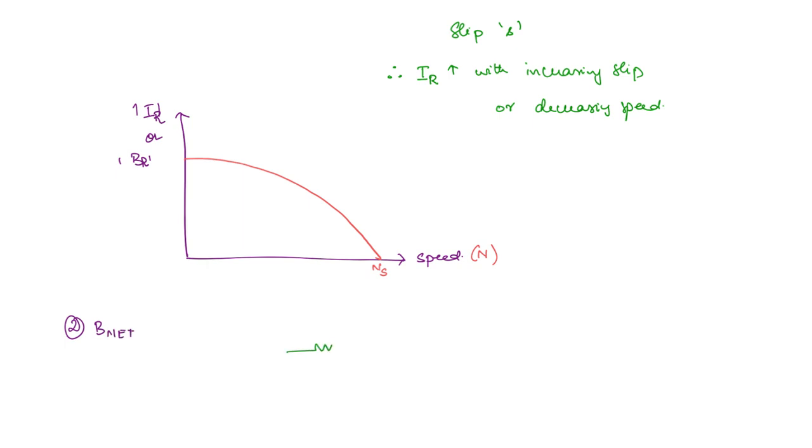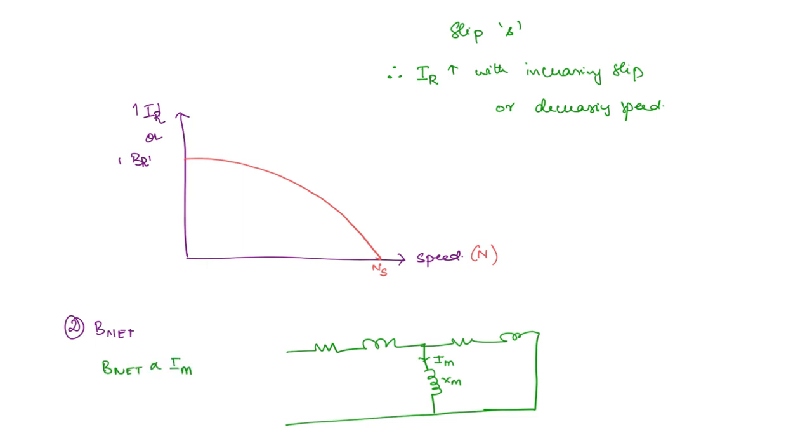Here we will make use of the approximate equivalent circuit, that is, ignoring the shunt resistance. Now this is the magnetization current, this is Xm. B net, the net magnetic field, is produced because of this magnetization current, because magnetization current is the current that is taken in order to establish a magnetic field. Therefore, B net is proportional to the magnetization current.